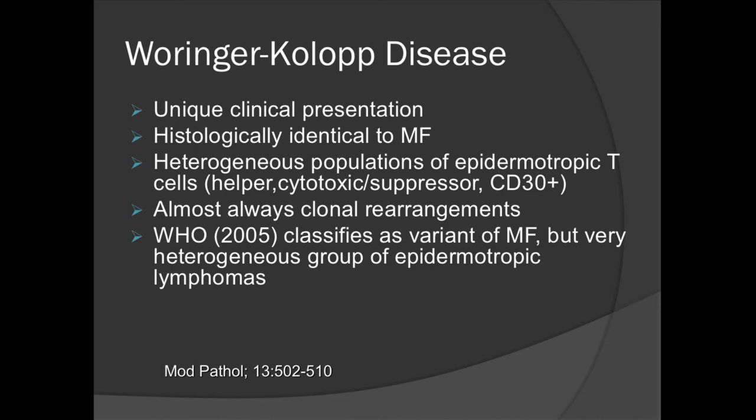What we found was really interesting. On H&E, it was not a uniform group of patients. On immunohistochemistry, it was very heterogeneous. They were both CD4 positive, some were CD8 positive, and interestingly, a lot of them were CD30 positive. In early patch stage MF, CD30 is 1%, 2% of cells. It's not there. In fact, blastic transformation may be a prognostic feature. But early MF doesn't have CD30 positivity. Some of these Wurringer-Kolopp patients were entirely CD30 positive. Are they really MF patients? Interesting.